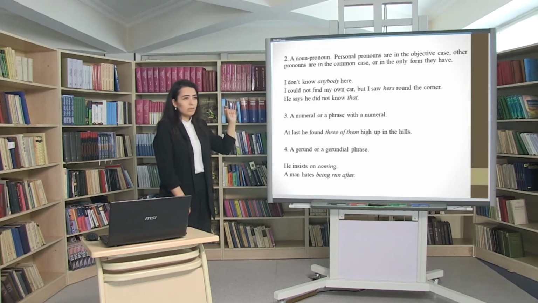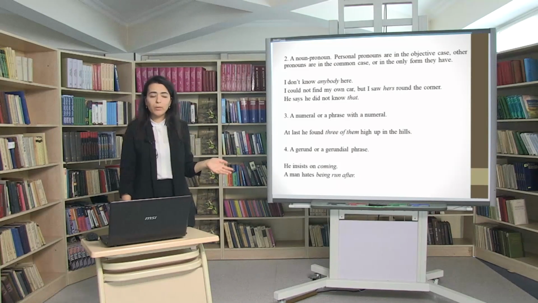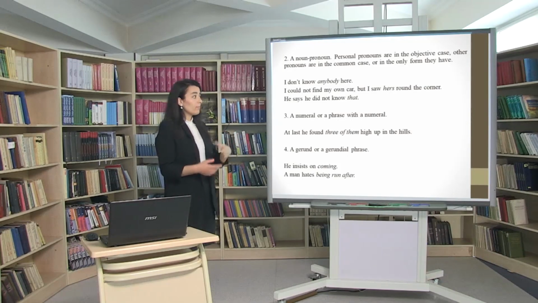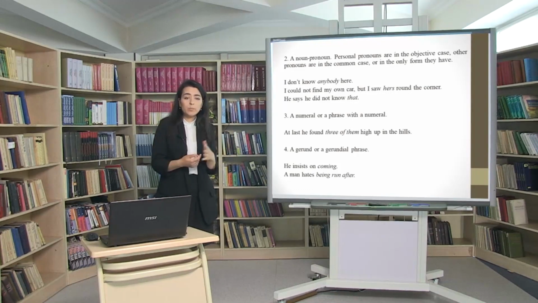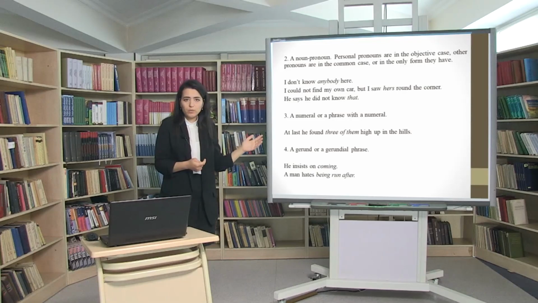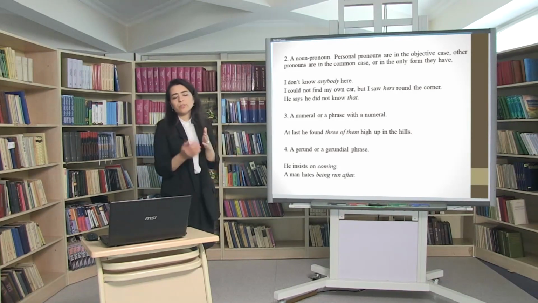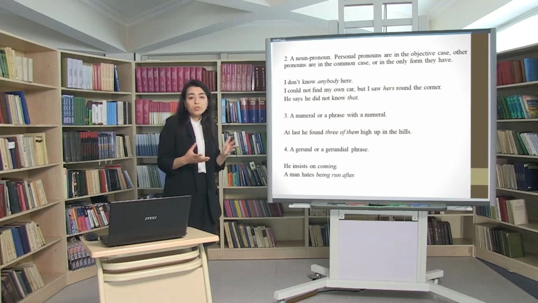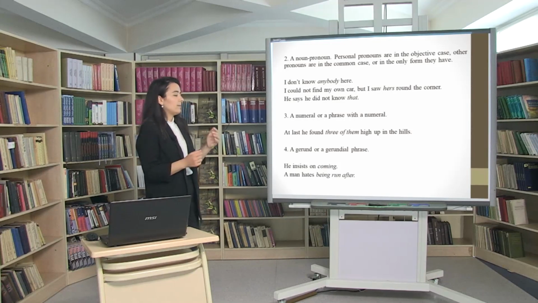He says he didn't know that. That is a demonstrative pronoun, and this is used in the function of object. As you see, object can mostly be expressed by pronouns in the sentences, and I can say that the majority of types of pronouns can be used in the function of object in the sentences.